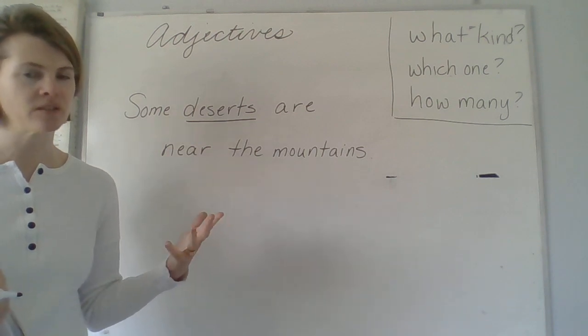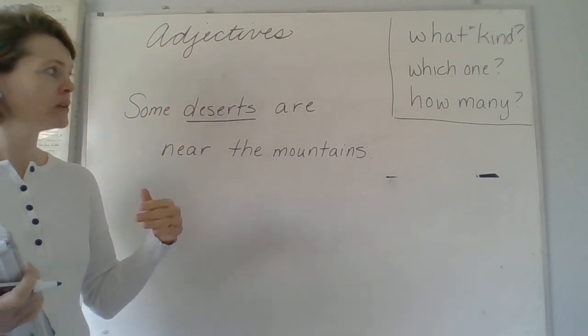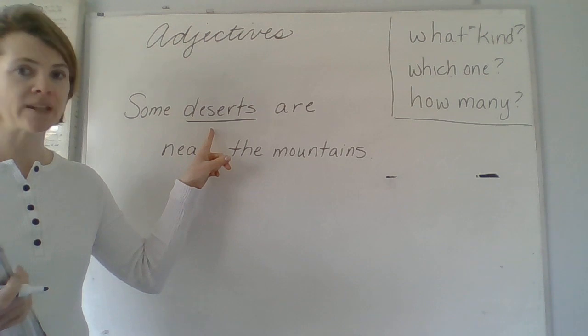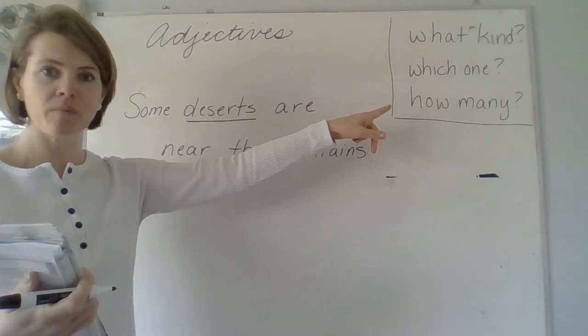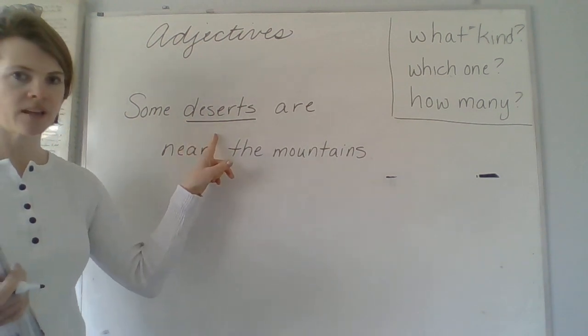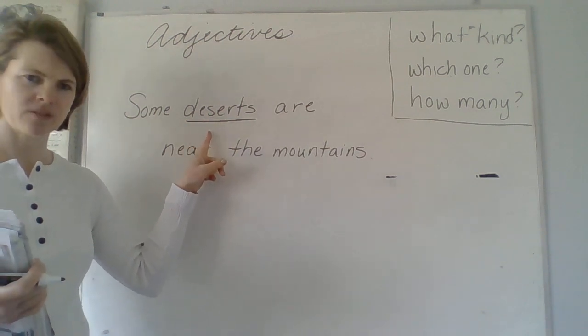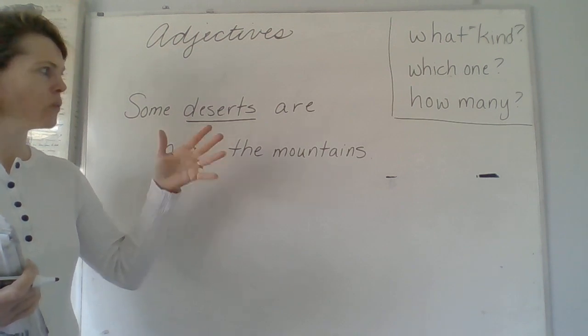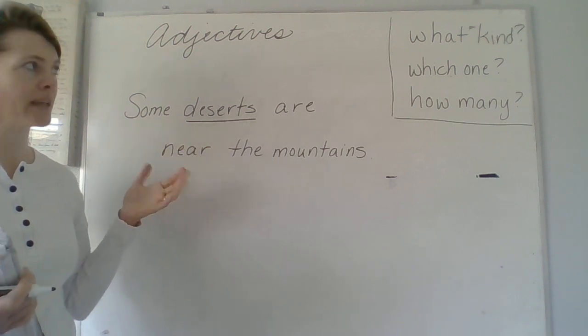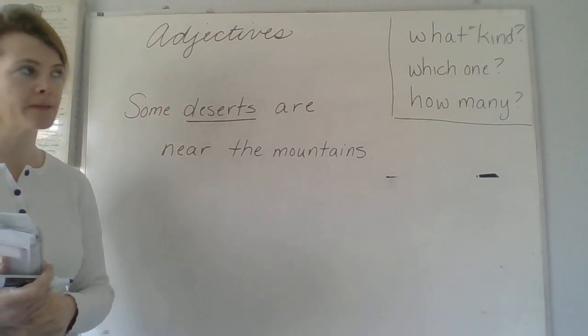Now we found our noun. What does our jingle tell us to do next? Where do I go? To the noun or the pronoun. What do I ask? What kind? Which one? How many? So I'm going to go to deserts and I'm going to say, what kind of desert? Which desert? How many deserts? What word in this sentence tells me an answer to one of those questions?